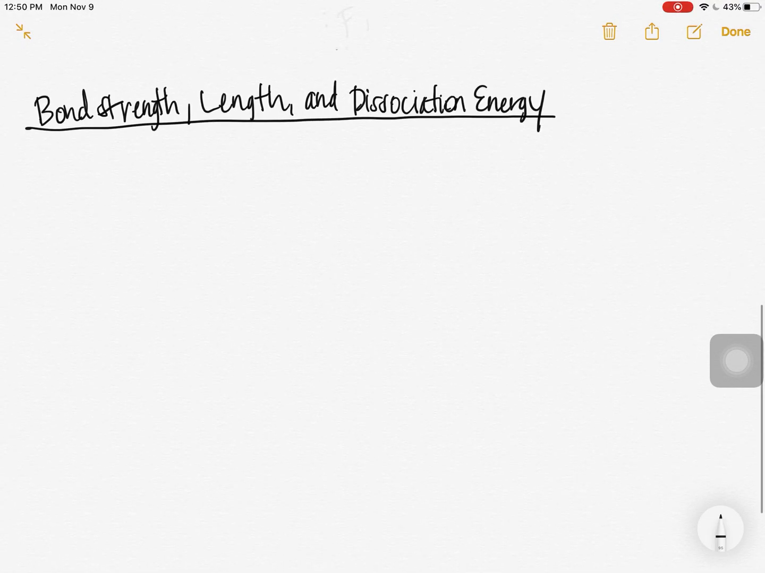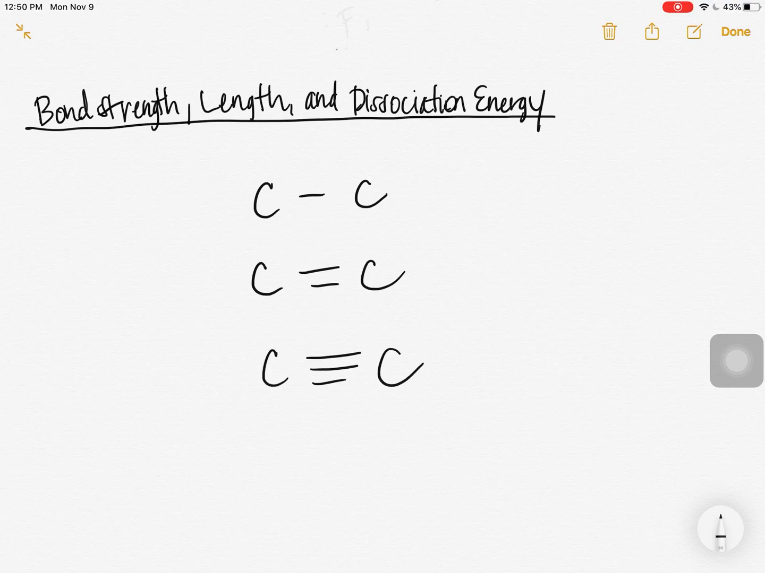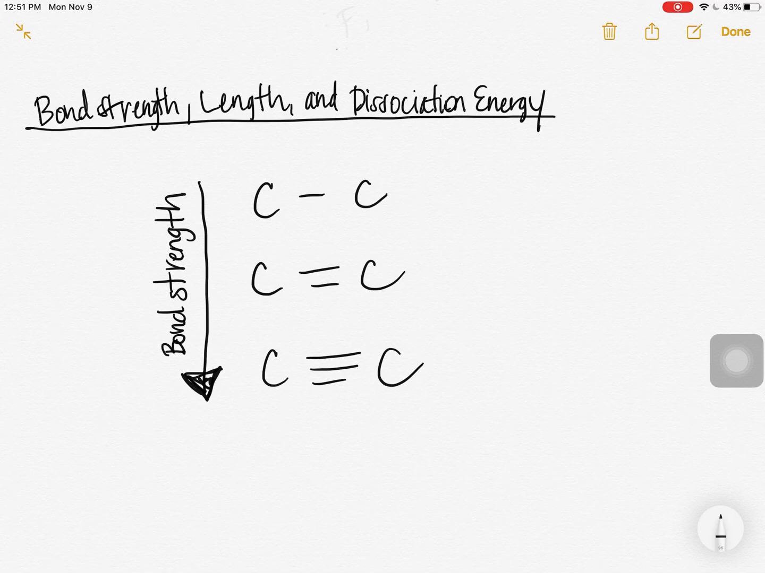Okay, and then a last kind of summary of some things we've discussed. I'm going to use carbon as an example: carbon with a single bond, carbon with a double bond, and carbon with a triple bond. I know these are incomplete Lewis structures, but I'm just attempting to show a single bond, a double bond, and a triple bond. We've already discussed which of these three has the strongest bond, and that's the triple bond. So bond strength looks like this: the triple bond is stronger than the double, which is stronger than the single.